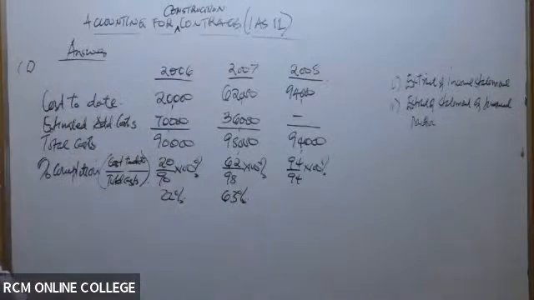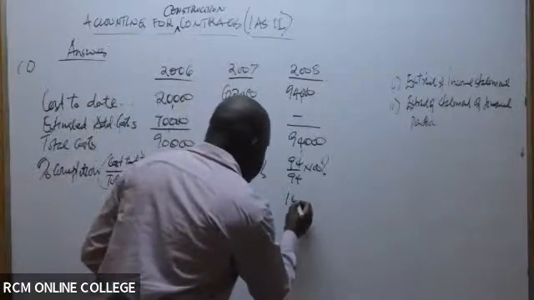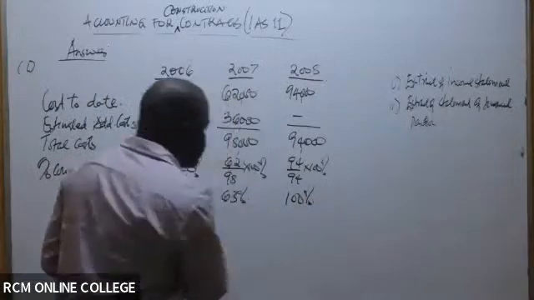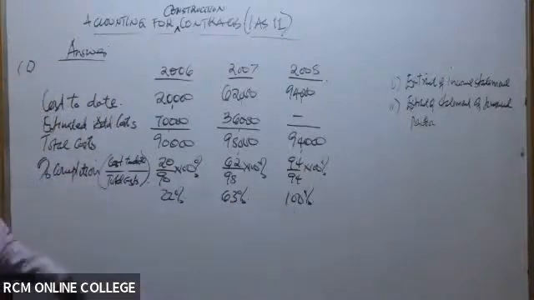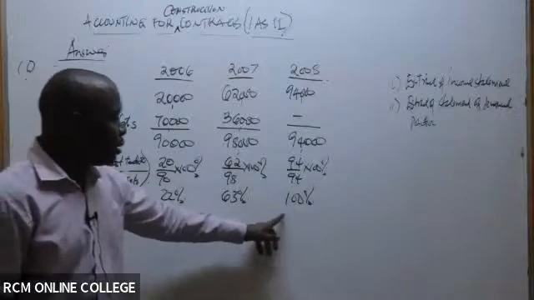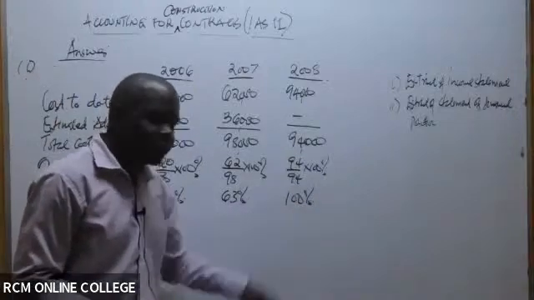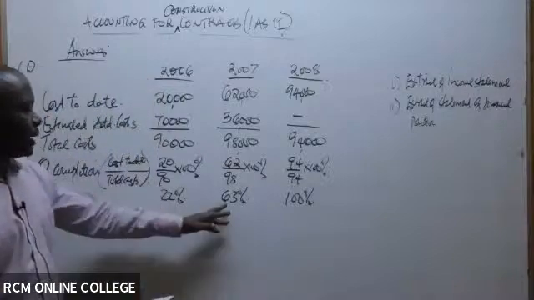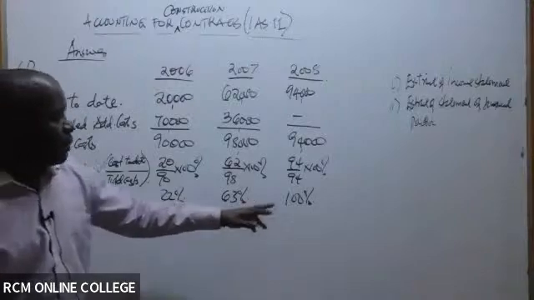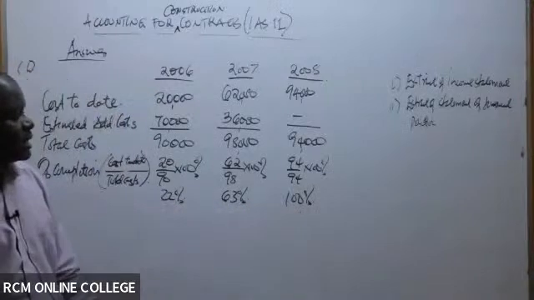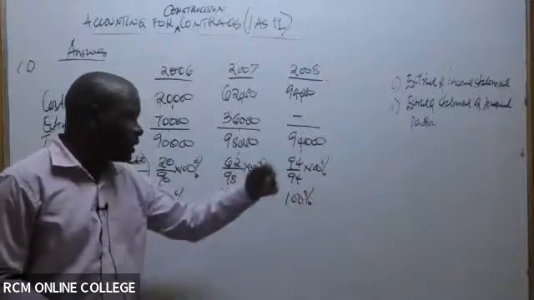Third year, 100%. You can see in the third year tumemaliza kazi, si ndio? Si ni 100%, unaona? Tumecomplete, tumefinish. Ni tumemaliza project. Unaona hapa tumefika 22%, hapa tumefika 63, hapa tumefika 100. So tumemaliza 100%.